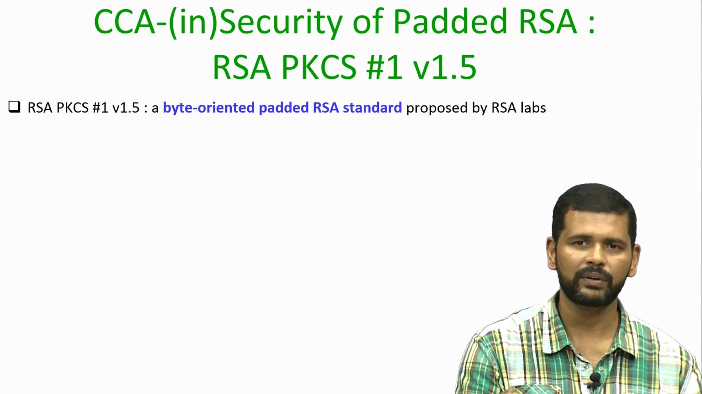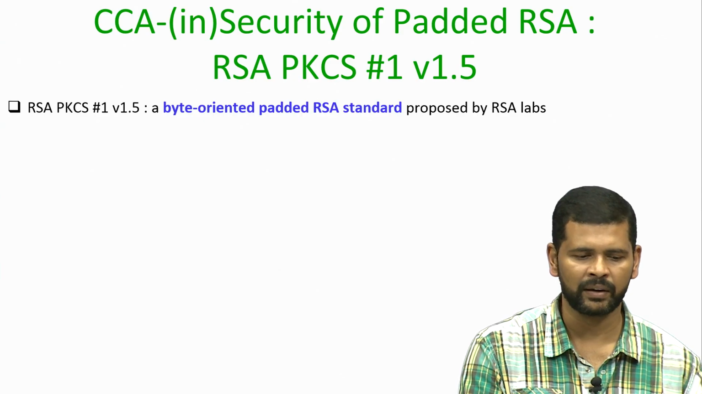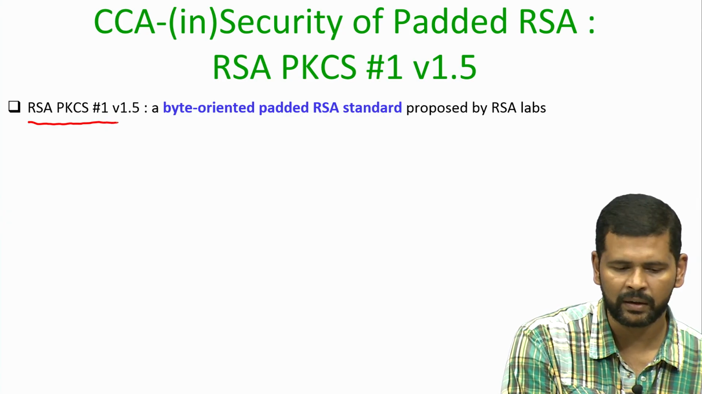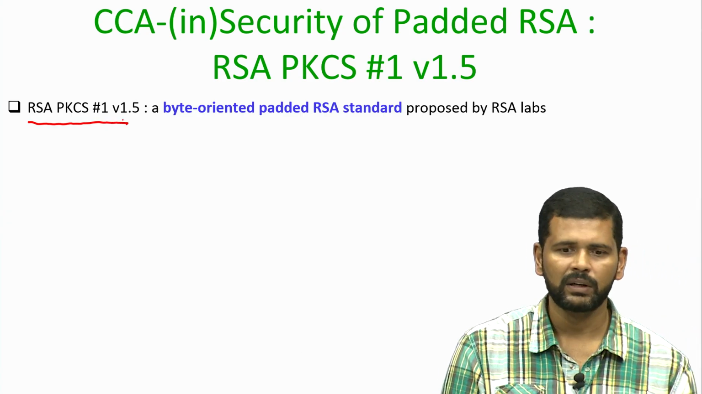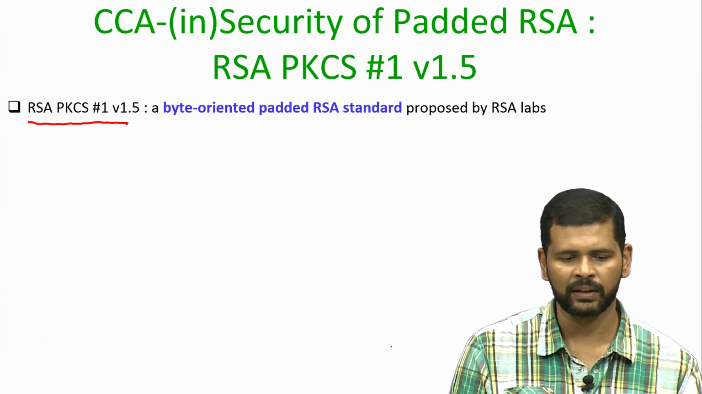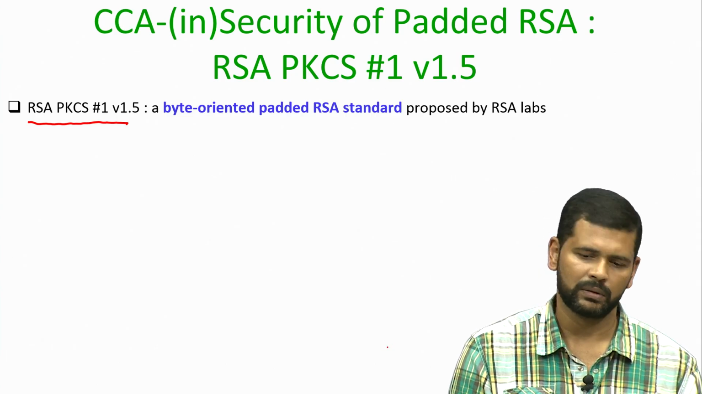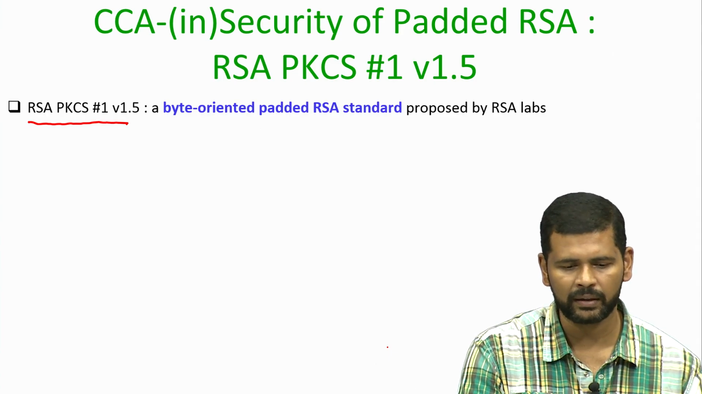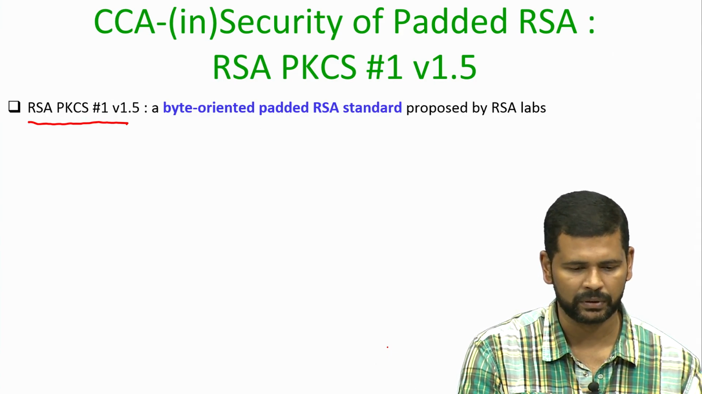So, we are going to see one of those variants of the padded RSA, which we call RSA PKCS standard 1 version 1.5, which is an instantiation of padded RSA proposed by RSA Labs. It was a very popularly used standard till some years back, until an attack was proposed.